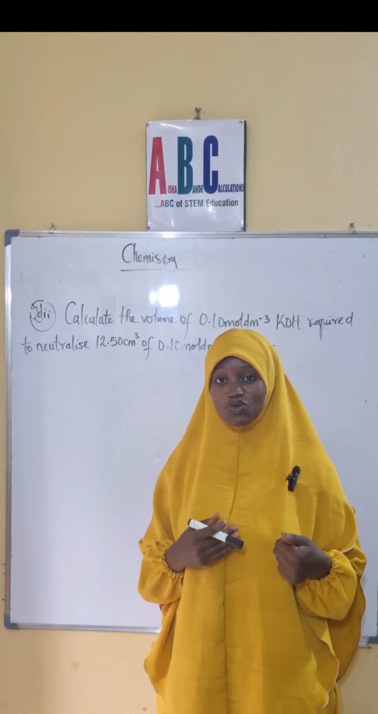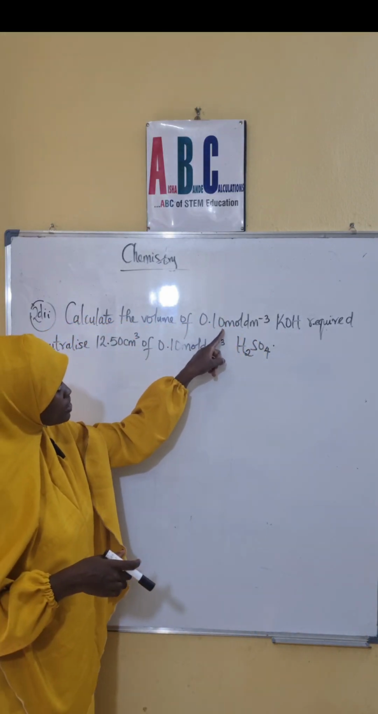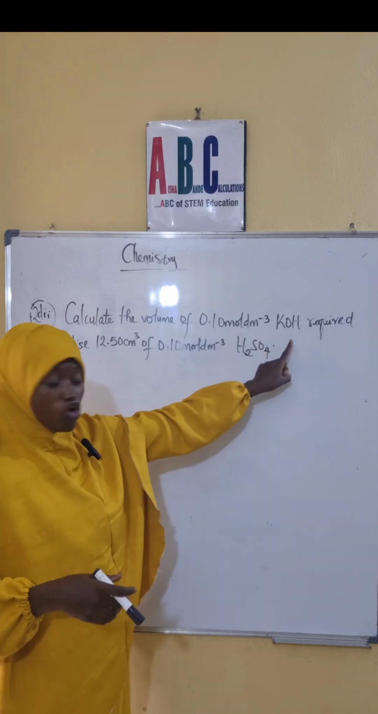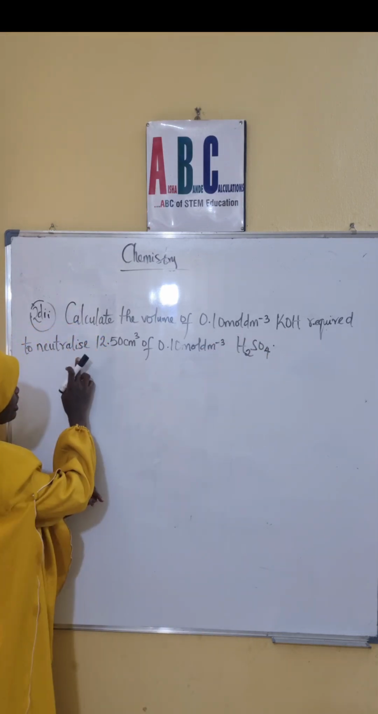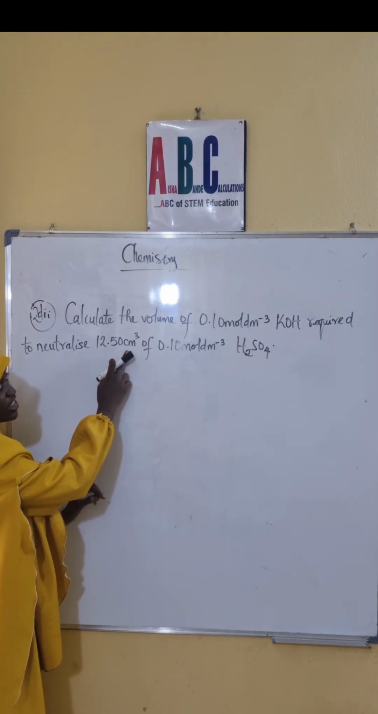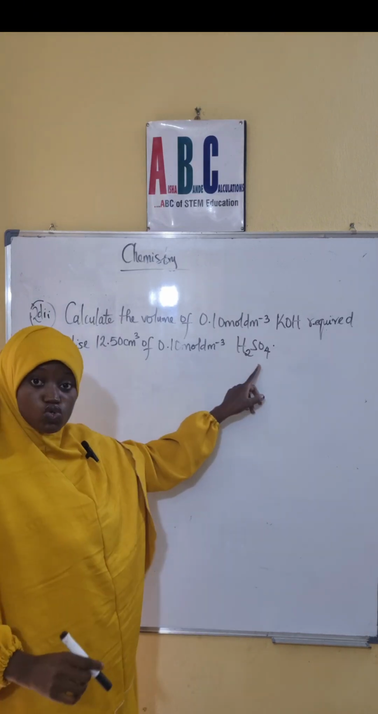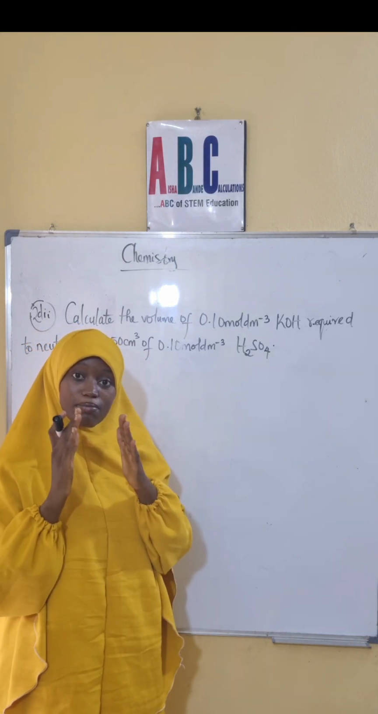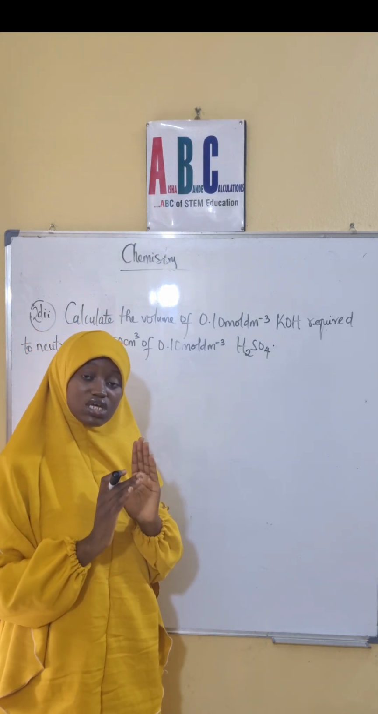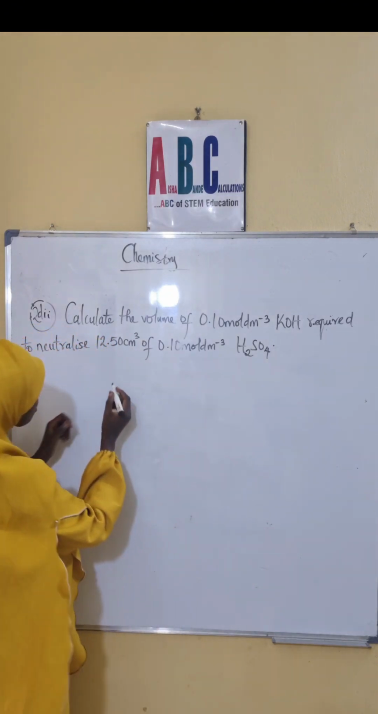Hi viewers, let's solve the question we have on the board, which reads: calculate the volume of 0.10 mol/dm³ of potassium hydroxide required to neutralize 12.50 cm³ of 0.10 mol/dm³ of H2SO4. As I tell my students, if you have any mathematical problem in chemistry, the first thing you need to do is to bring out the parameters. So let's bring out the parameters.